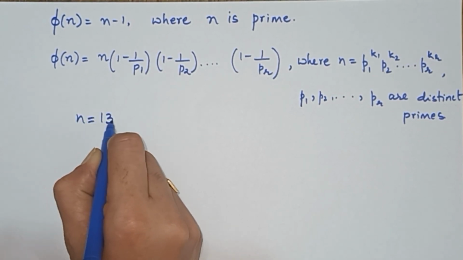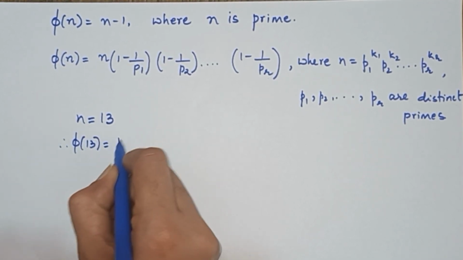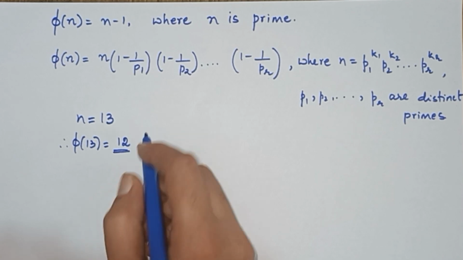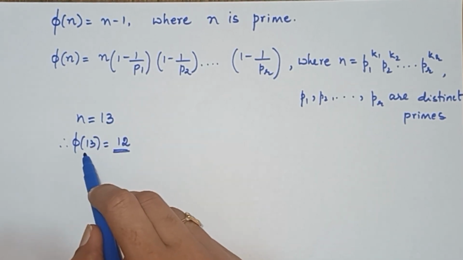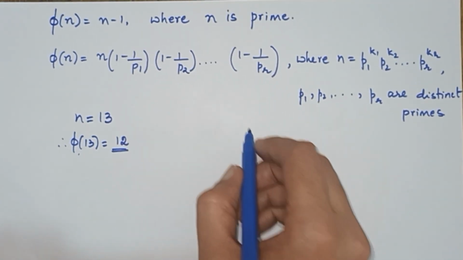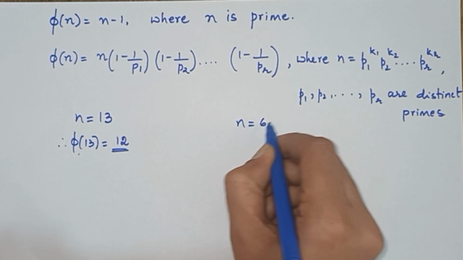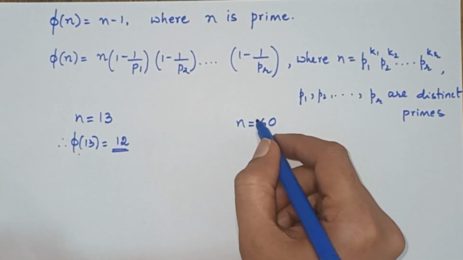13 is prime. Therefore, phi of 13 is equal to 13 minus 1, that is 12. It means there are 12 positive integers which are relatively prime to the given positive integer 13. Now, similarly, if you want to find Euler's phi function for n equal to 60, 60 is not prime.